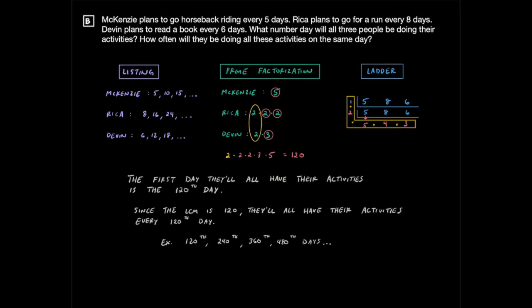It turns out, the first day that they're going to all have their activities is the 120th day. Since the LCM is 120, they'll all have their activities every 120th day. In the future, their activities will also coincide on the 240th, 360th, 480th, and so on and so forth days.